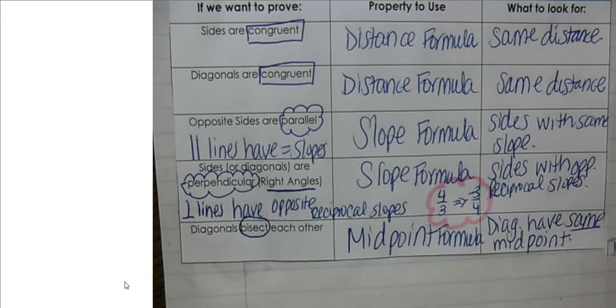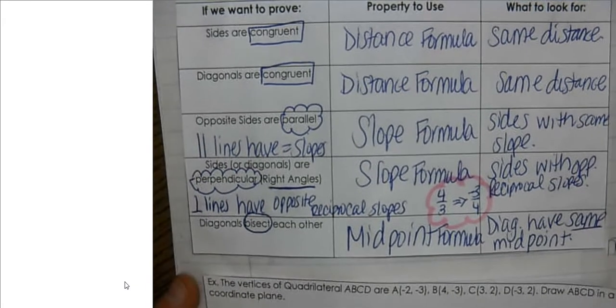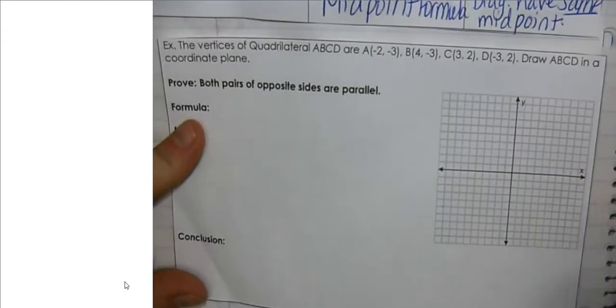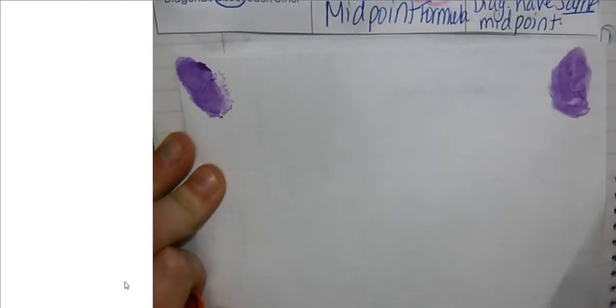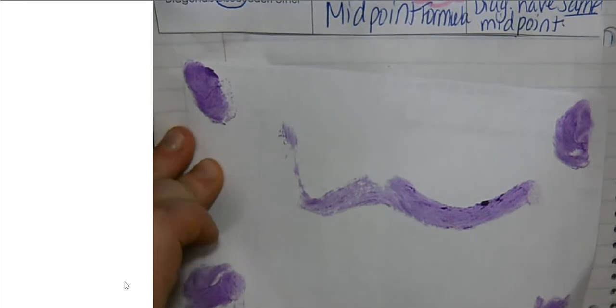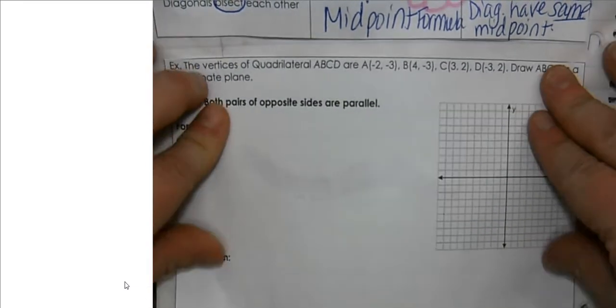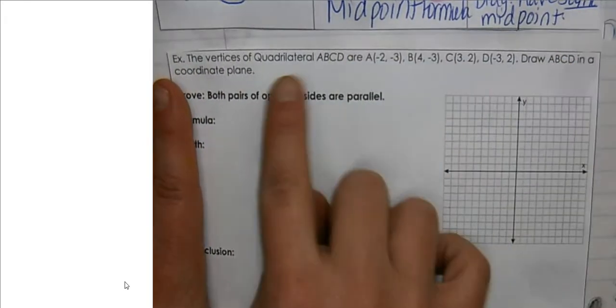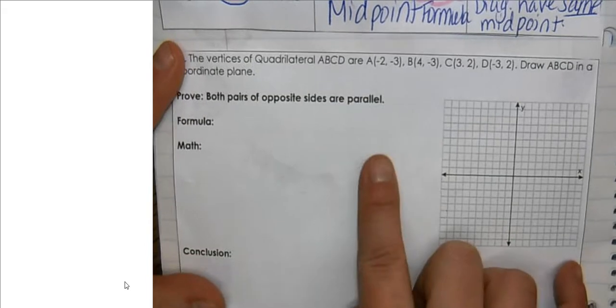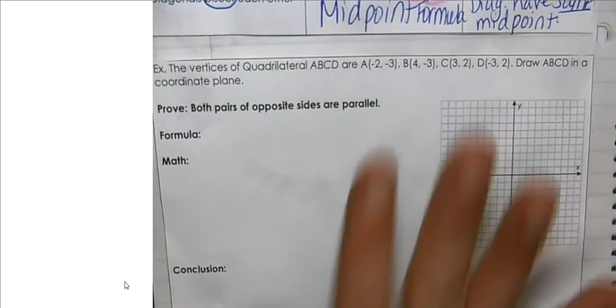So what I have finally down here is an example of what a coordinate proof looks like. So let's go ahead and glue this in and do this coordinate proof. An example would be they give you ordered pairs and they tell you that this is a quadrilateral. And so they want you to plot this quadrilateral.